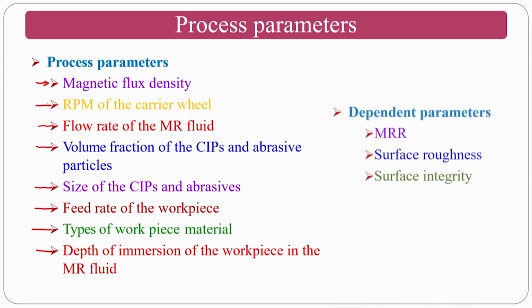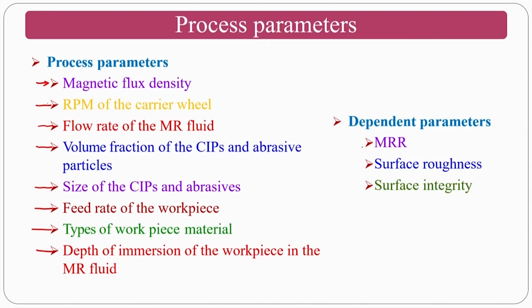The output responses you can see here are MRR, material removal rate, surface roughness, and surface integrity. As I said, surface integrity covers surface metallurgy and surface morphology. Surface morphology is always a function of surface roughness also, so it is additionally measured because some applications require metallurgical aspects too.